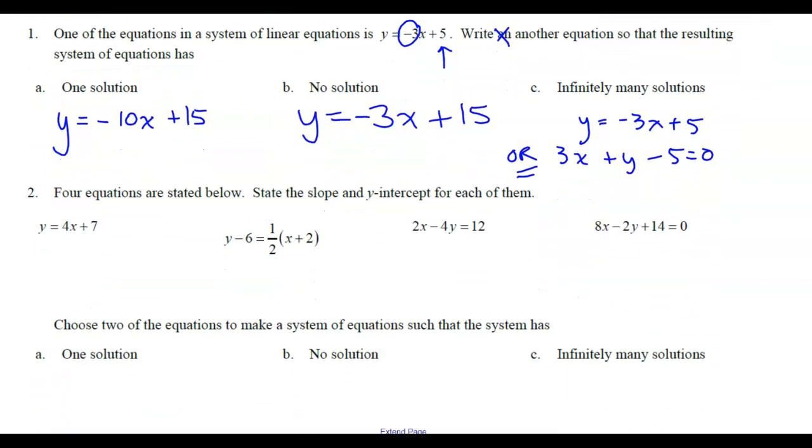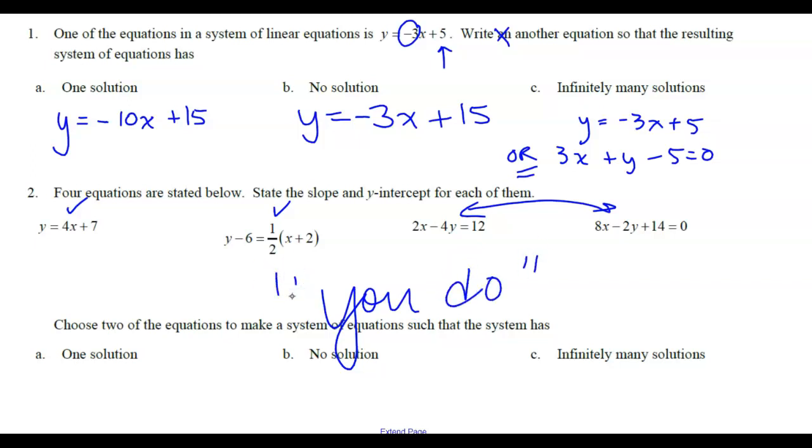Okay, so I'm going to skip question 2, just in the interest of time. Question 2 is a really good review of the last units you've done, because really with these two, you want to rearrange them so that you can figure out the slopes. This one we know the slope, and this one we know the slope. But these ones we don't. This one we don't know the y-intercept, so you might want to solve all of them for y. Okay, so you're going to do these. So I call them you do questions. Okay, you do. All right.